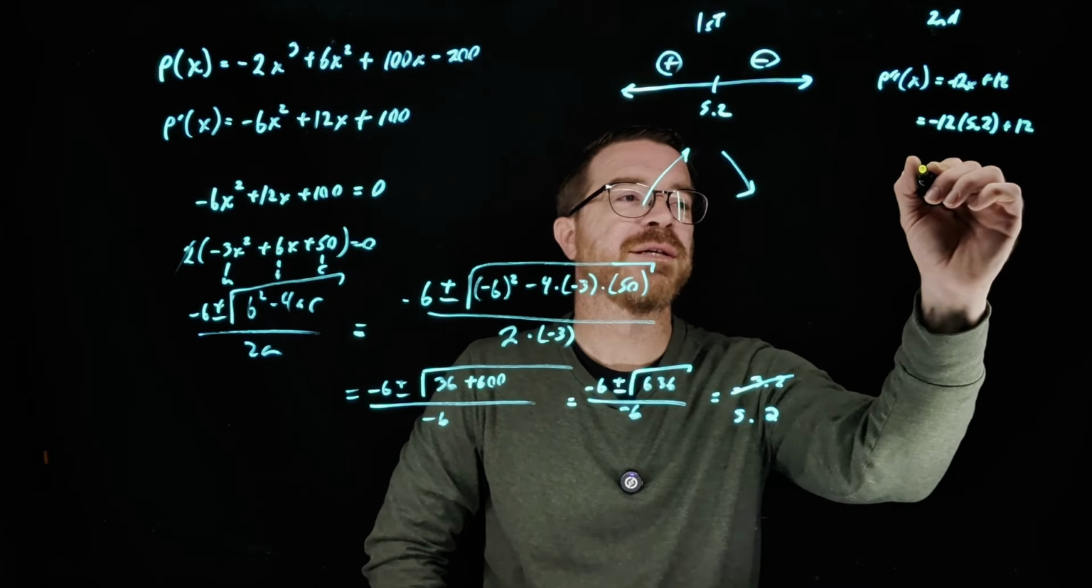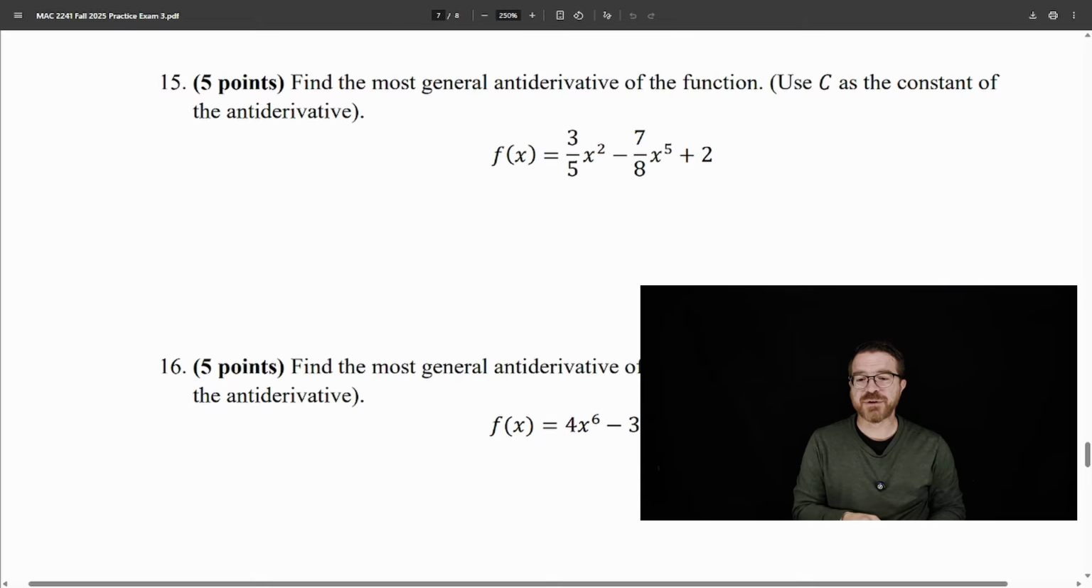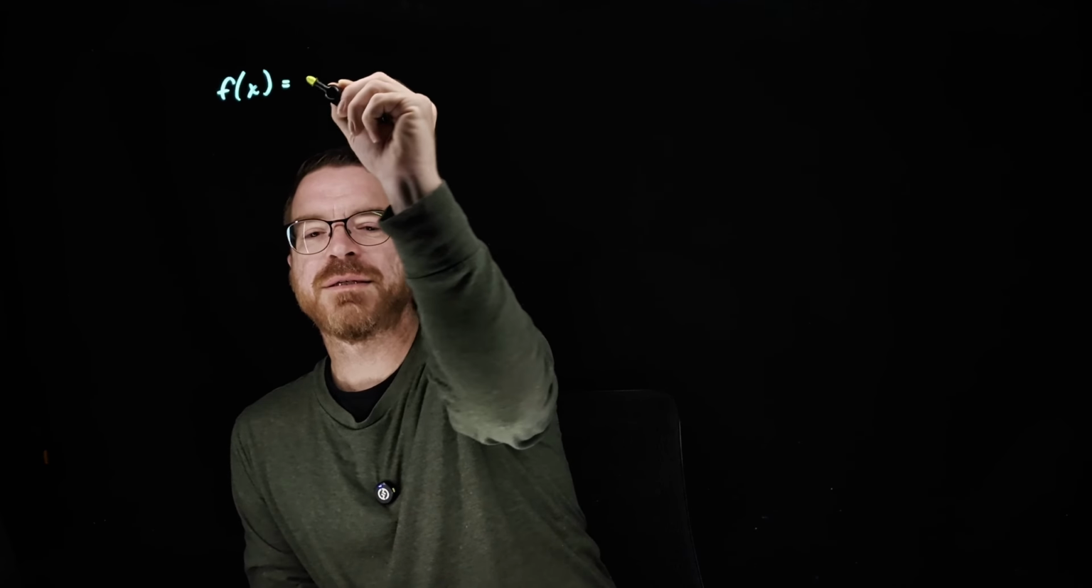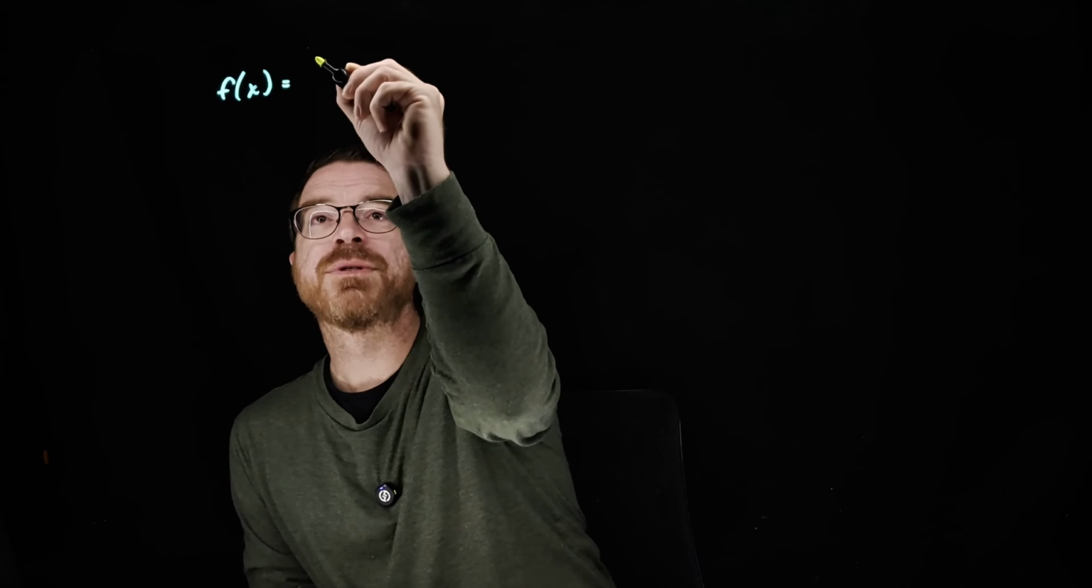Problem 15 says to find the most general antiderivative of our function, and then we want to use c as our constant for our antiderivative. So if you remember, when we have some function, f of x equals 3 over 5 x squared minus 7 over 8 x to the fifth plus 2, whenever we're taking the antiderivative, we want to take the antiderivative of this entire thing, because we have some function plus or minus some other functions, we could think of this as the antiderivative of the first term minus the antiderivative of the second term plus the antiderivative of the third term.